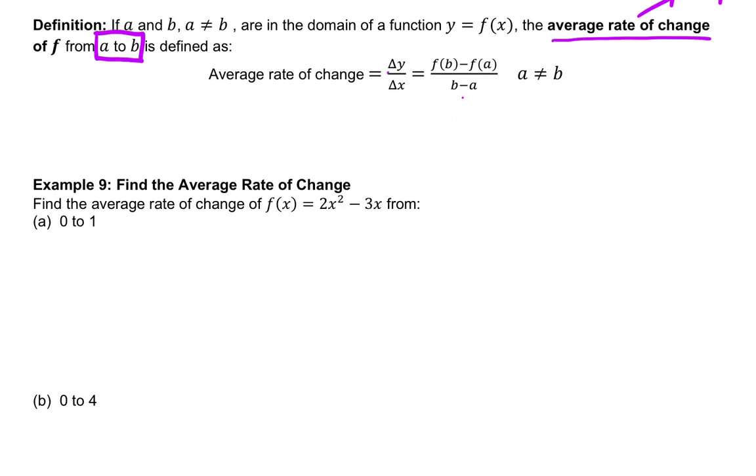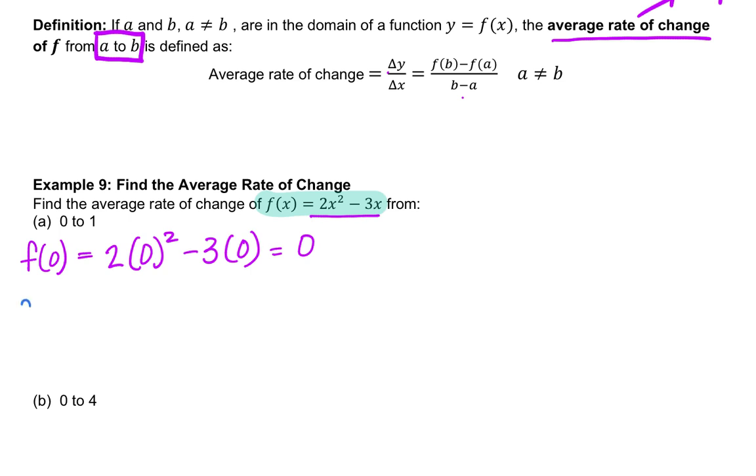So, first thing we're going to do, this is the function we're going to use for all of our examples. We're using the same function. We're going to look at the average rate of change between two values. The first is 0. So I'm going to find f of 0. I'm going to replace all of my x's with zeros. Well, 0 squared is 0. 0 times 2 is 0. 0 minus 0 is still 0.